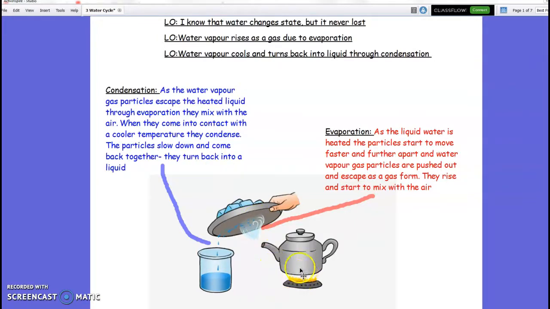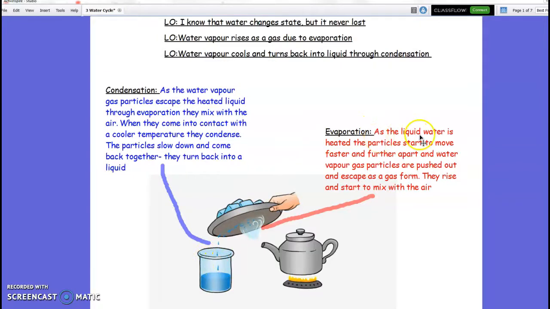So we can see here that there's a flame heating up the water inside of this kettle. The water molecules are heating up and they're getting quicker and quicker, and then they are escaping through the spout and up and out. They've turned into a gas called water vapor. They then start to rise because they've evaporated, and then when they reach this cold ice lid, it slows the molecules down and they come back together and turn back into a liquid. We call this condensation, and then you can collect that liquid in a beaker.